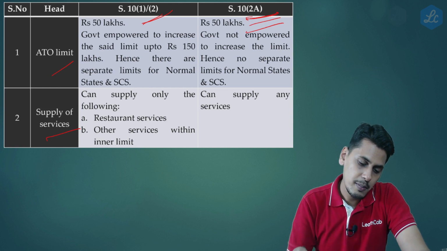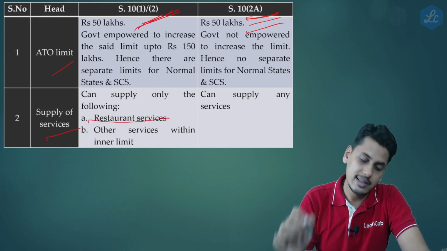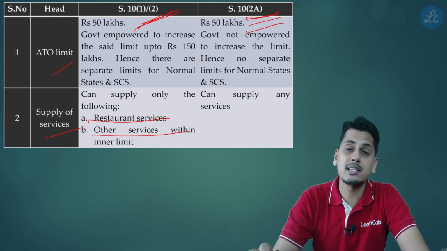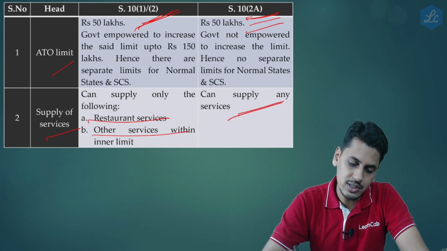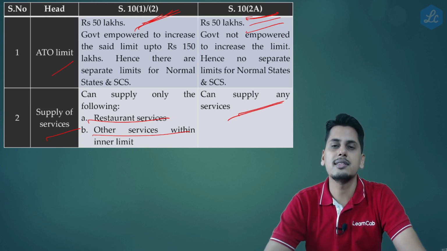Supply of services. This composition scheme fellow can supply only the following services: restaurant services and other services within the inner limit. This composition fellow can supply any services because this composition scheme itself is designed for these fellows.